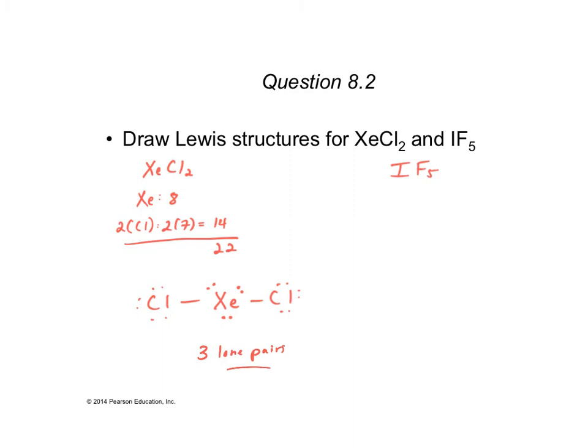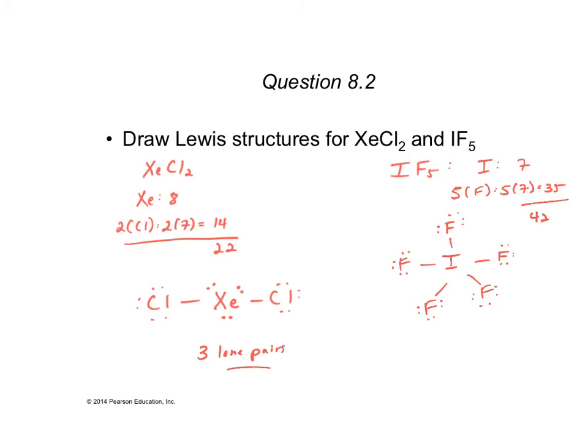Okay, so then IF5, we've got iodine, which gives us 7, and then fluorine, which gives us 35. So 35 plus 7 is 42. Lots of electrons. So iodine comes in the center. We get fluorine, fluorine, fluorine, fluorine, fluorine. Single bonds. Fill in the outer octets. How many electrons do I get rid of when I fill in the outer octets? 40.